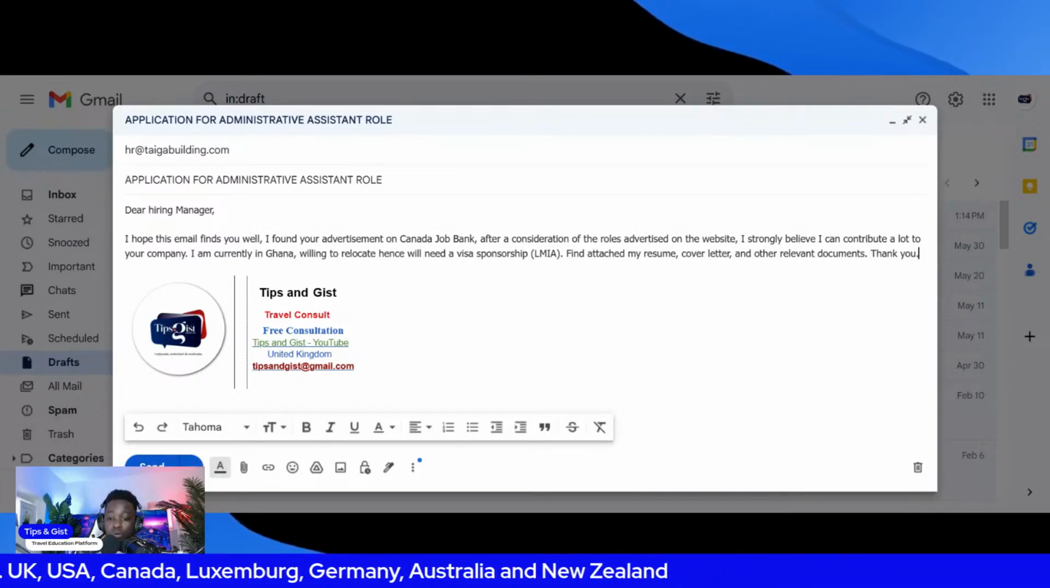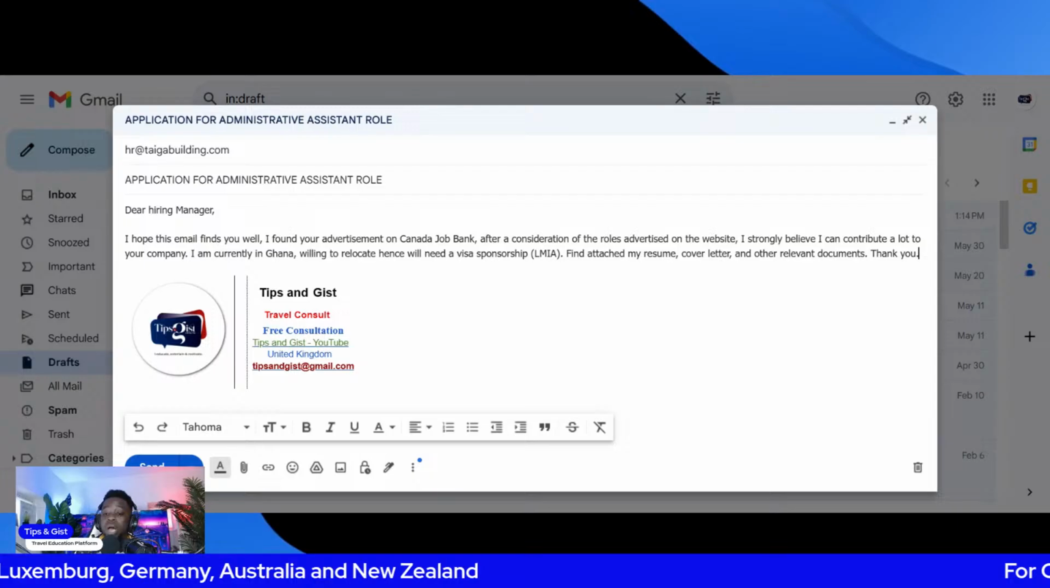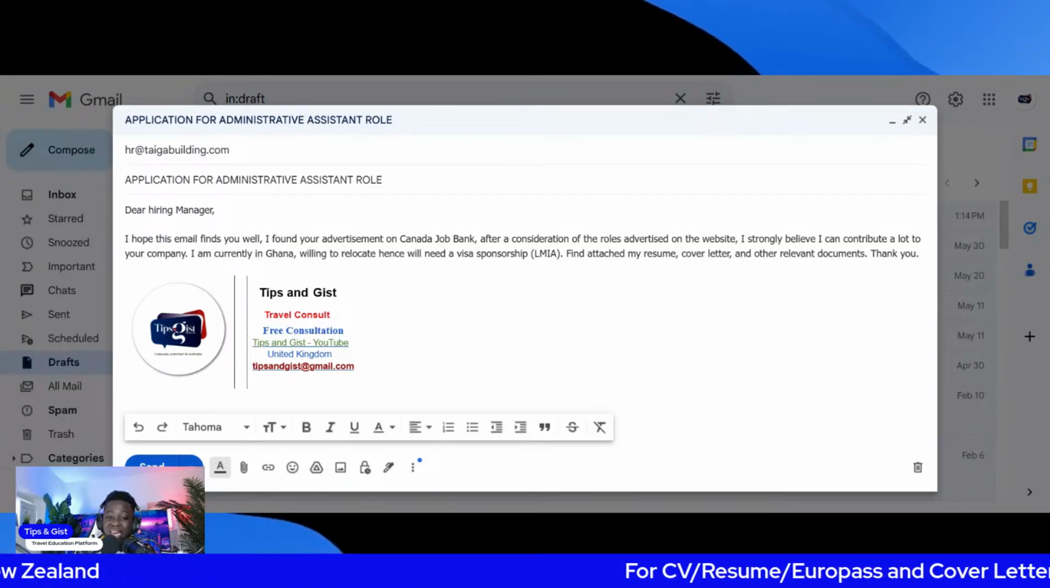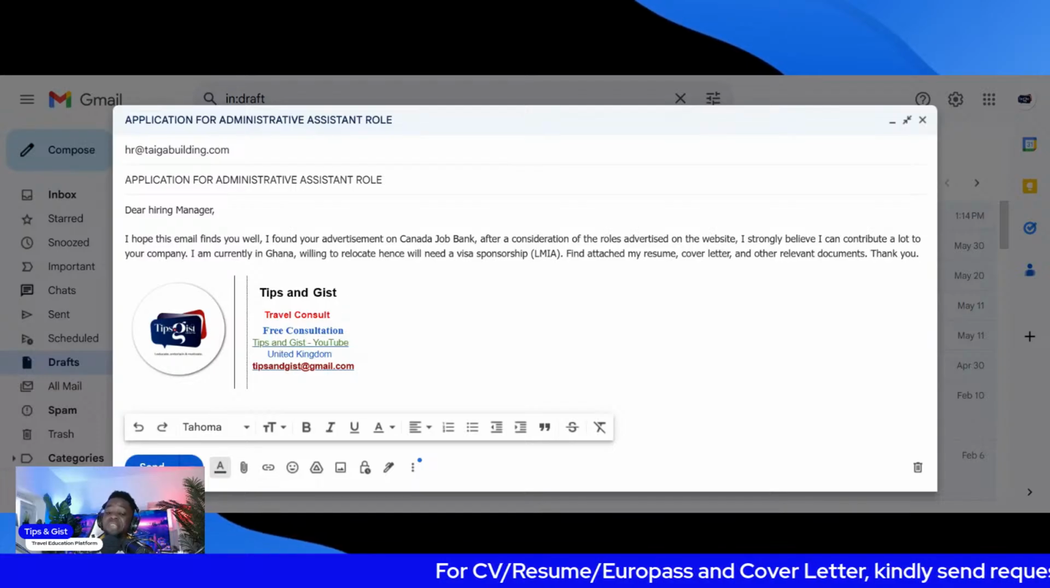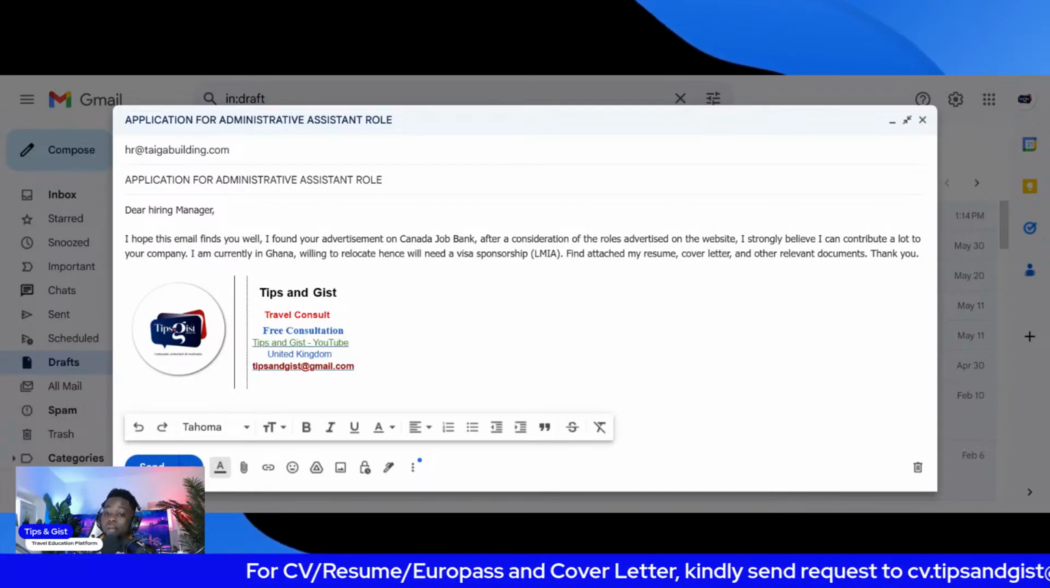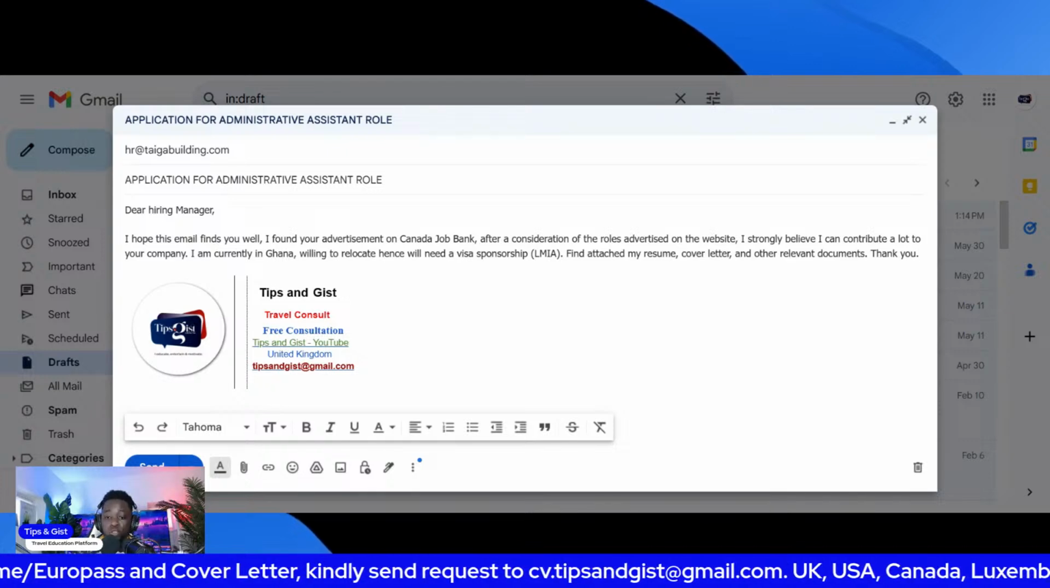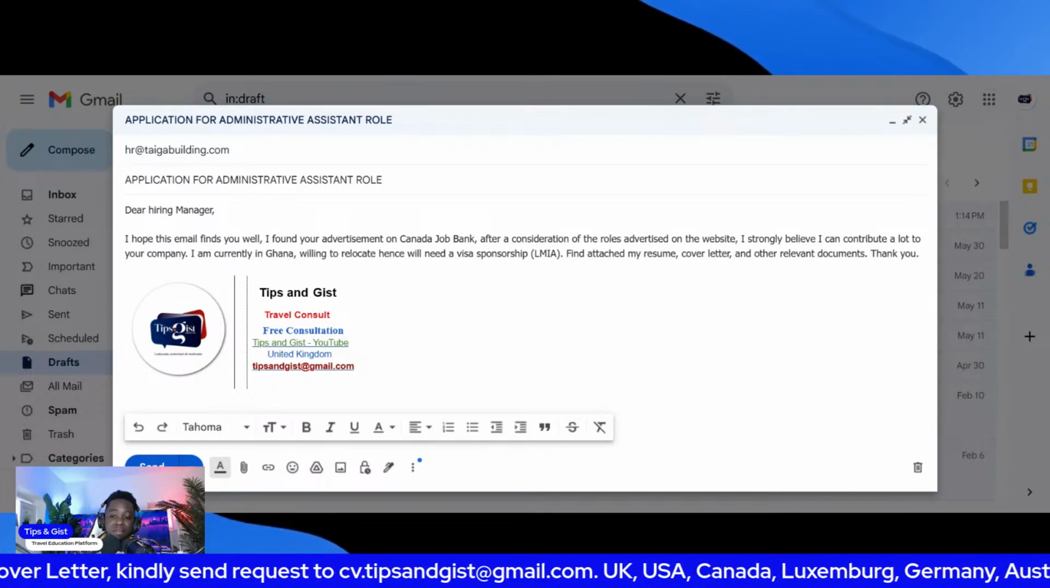Because if you look at the roles and you don't think that you contribute to the company, you don't have to worry yourself. You've already informed the employer that you are in Ghana, you want to relocate, and so you need a visa sponsorship. And so the employer will work for the LMIA for you. And then you also told the employer that you have attached a resume, a cover letter, and other relevant documents.